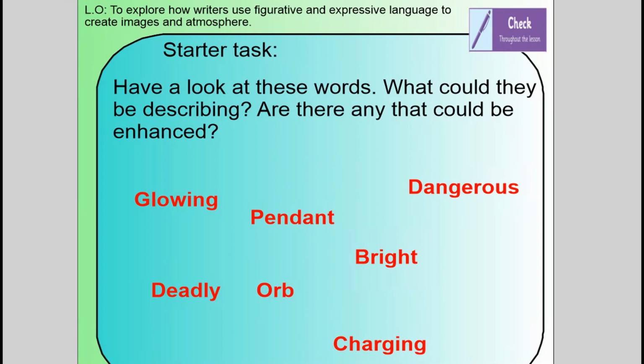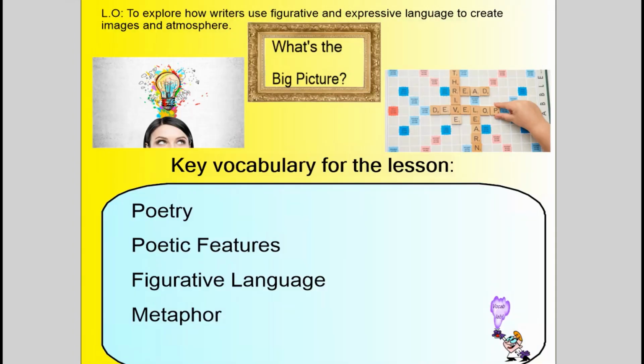Welcome back. Hope you've had some time to think about those questions, and I'm going to tell you what these words were describing. They were describing a planet, and I wonder if you got that too. Okay, let's move on. This lesson we're going to be exploring how writers use figurative and expressive language to create images and atmosphere. So we're going to have a look at a few poems and look at the poetic features and figurative language they use within them and how it helps to create an image within our minds. We're also going to be focusing specifically on what a metaphor is.